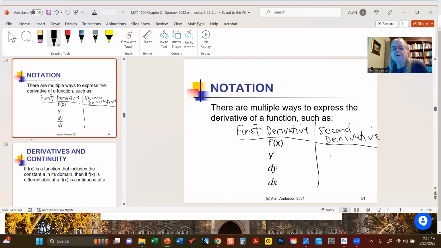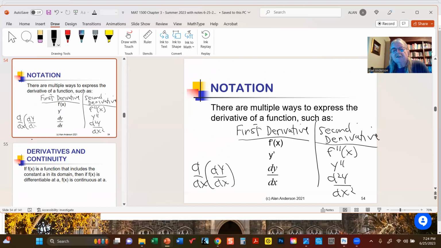So for the second derivative, you can write it as f double prime of x, y double prime, or d squared y over dx squared. Now, why is that the case? Because what you're actually doing is this. So by convention, we write it as d squared y over dx squared. We won't get to this for a while, but I just want to mention that this is how the notation would work for the second derivative, which simply means you're applying the derivative twice.